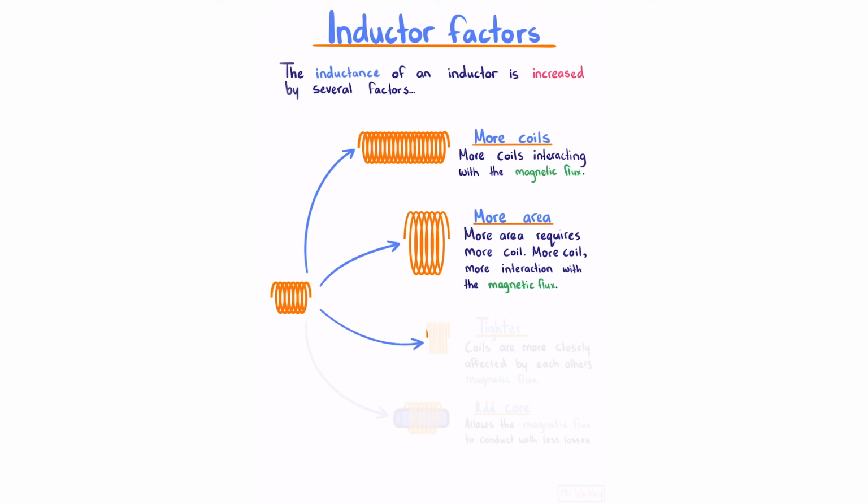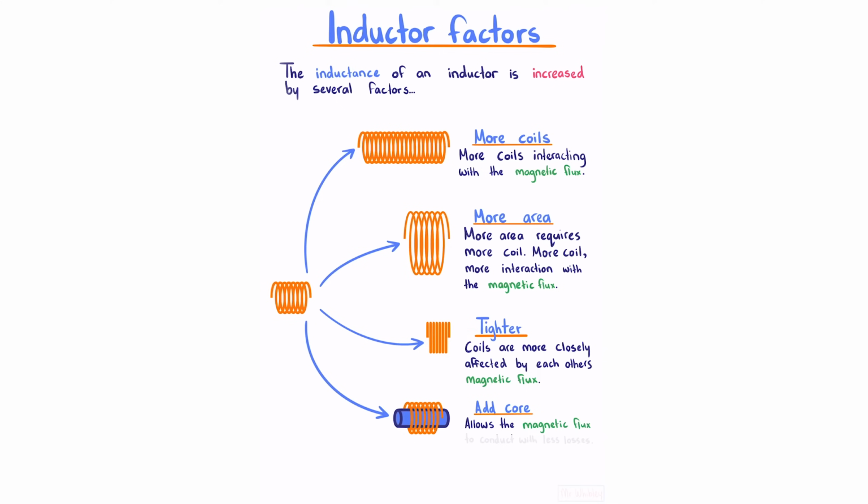We could make our windings tighter. In doing so, the coils are more closely affected by each other's magnetic flux. And we could also add a core, which allows the magnetic flux to conduct with less losses.